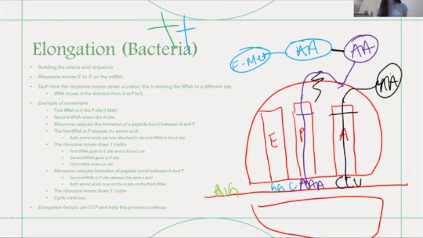And just as a quick mention, the last step of translation is termination. That'd be whenever you have a stop codon on the bottom, and instead of a tRNA entering, we're going to have a release factor enter, and it'll enter and just make everything fall apart and release our polypeptide chain. And that is the end of this video that goes over translation in bacteria.